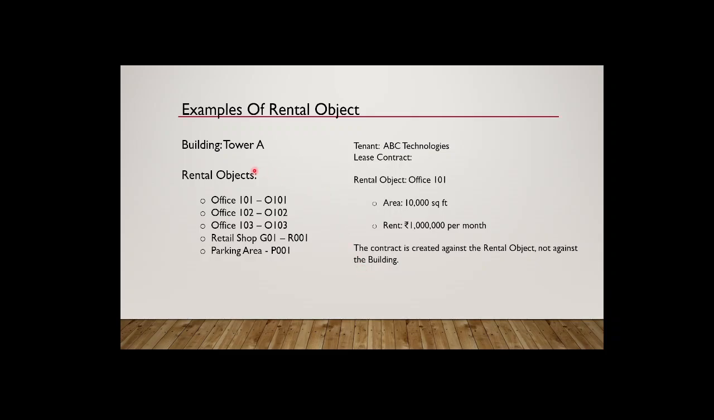So example of rental object. So you had building tower A, then in the tower A you can have these different types of rental objects, say office 101, office 102, office 103, retail shop you may have, parking area you may have. So these are all different types of rental objects you can create. So if you have got a tenant, say ABC Technologies, you will create a lease contract and the rental object will be office 101, for example, and then you will say that this office 101 area is 10,000 square feet. I am going to charge a rent of 1 million rupees per month. So the contract is created against the rental object, not against the building.